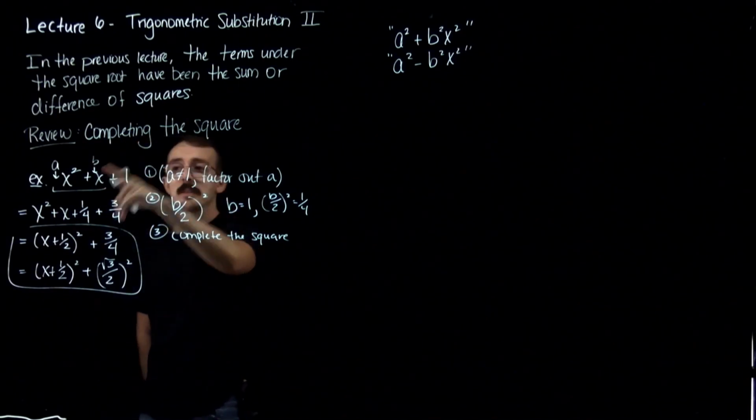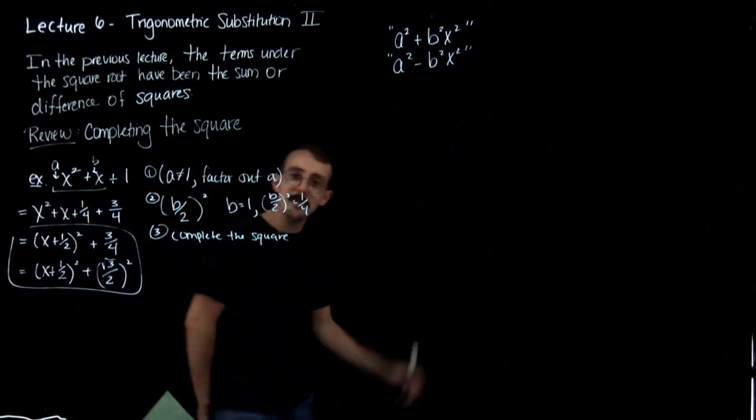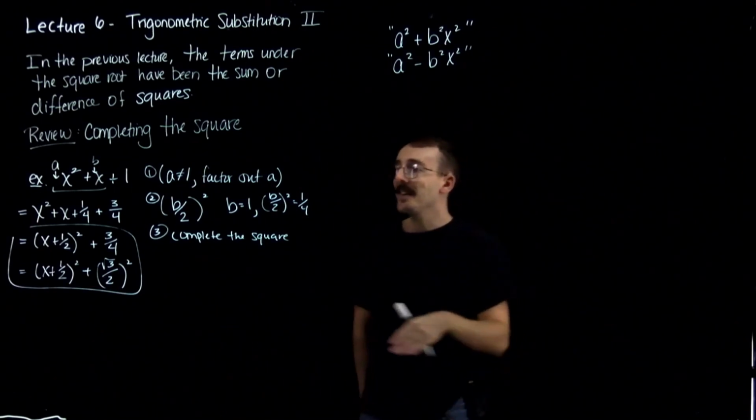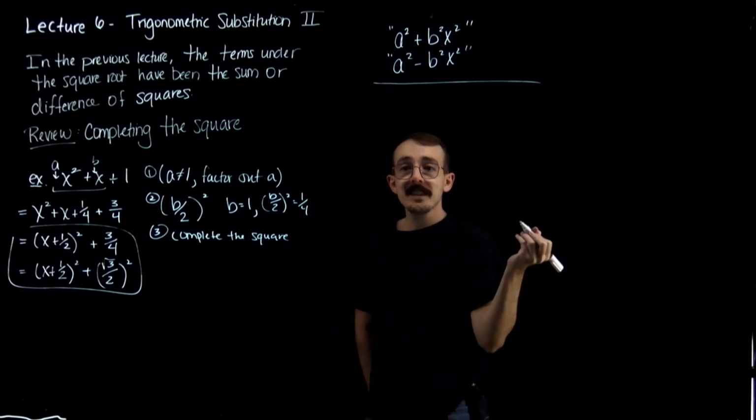So now I've turned something that was 3 terms into something squared plus something squared. And that's called completing the square. That's all it is. So we're just going to turn it into a form we can use later. Let's look at another example.